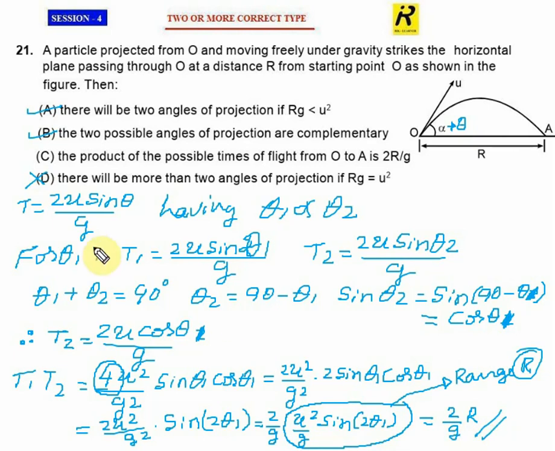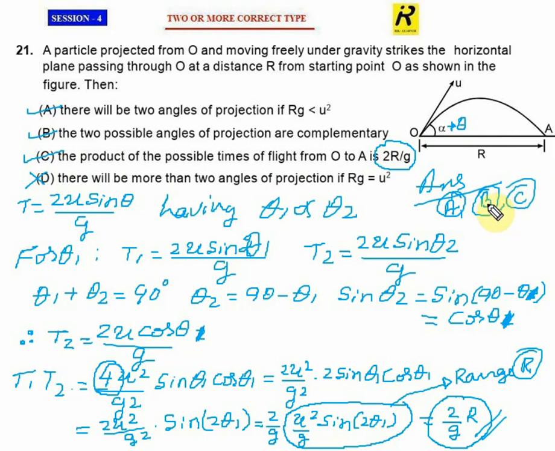So here he is saying in option C, the product of the possible times of flight from O to A is, so we got the product T1 T2 finally as 2R divided by g. This is what he is saying here also, 2R divided by g, which is said correctly. That means option C is also right. So this is all about this question, where the final conclusion is option A, option B and option C are correct.